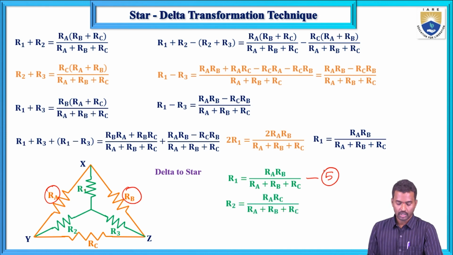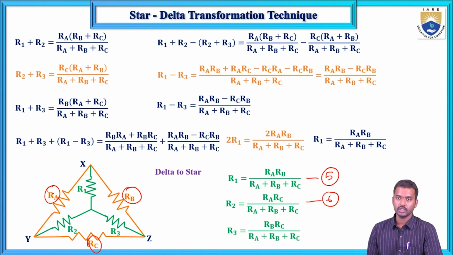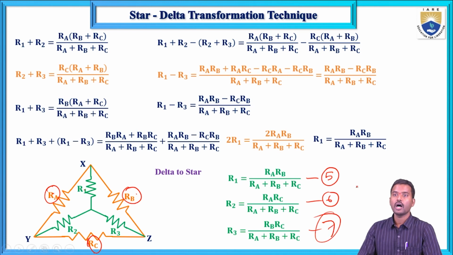And next R2 equals this, this is 6, RA and RC divided by RA plus RB plus RC. Next, R3 equals RB into RC, that is equation 7, RB RC divided by RA plus RB plus RC.